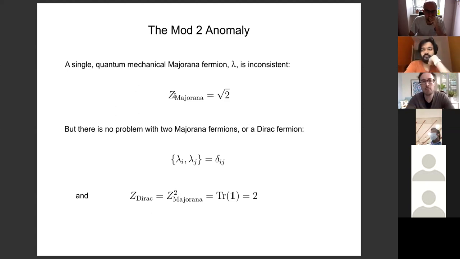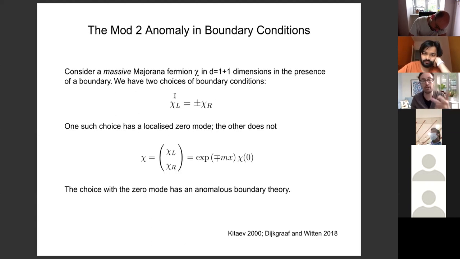All right, so that's Majorana fermions in quantum mechanics. Majorana fermions in higher dimensions are perfectly fine. You can have Majorana fermions in 2, 3, and 4 space-time dimensions. Nothing wrong with them. However, this inconsistency rears its head if you consider them on manifolds with boundaries. So let me explain why.